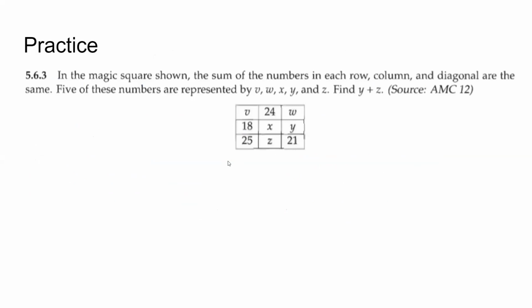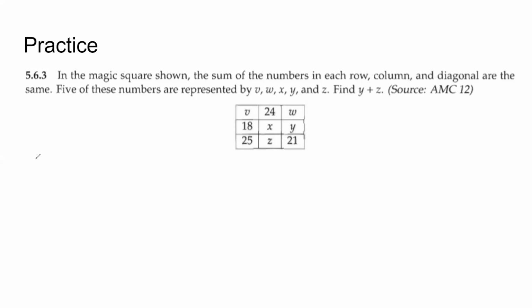This one's from AMC 12, so this is a pretty tough question. In the matrix square shown, the sum of the numbers in each row, column, and diagonal are the same. 5 of these numbers are represented by V, W, X, Y, and Z, and they want you to find Y plus Z. So what are some equations we can write here? V plus 18 plus 25 is equal to 24 plus X plus Z is equal to Y plus W plus 21. Exactly. So every single row and column here will add up to the same amount.